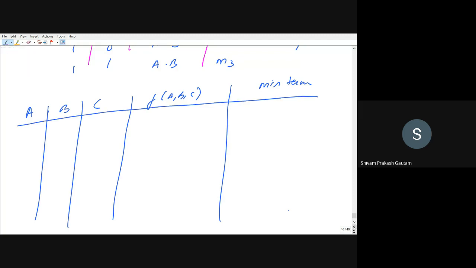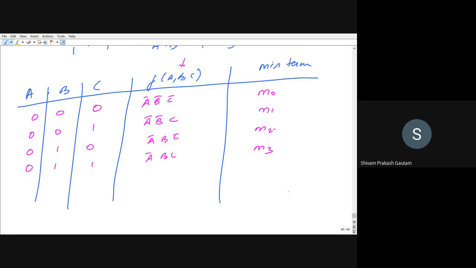You can fill this table, that is 0 0 0. For 0 0 0 case, what will be the minterm? A bar, B bar, C bar, and this minterm you can call it as M0. 0 0 1. This minterm is A bar, B bar, C. You can call it as M1. 0 1 0. This is A bar, B, C bar. Is it okay how I am writing the function part? Yes, sir. Okay, so this is 0 1 1. You can write it A bar, B, C. Let me know if I make any mistake, okay?